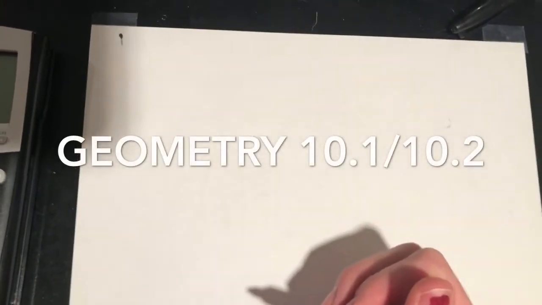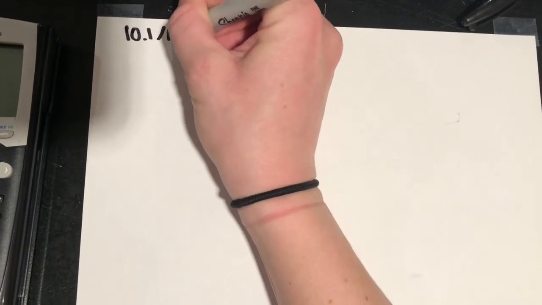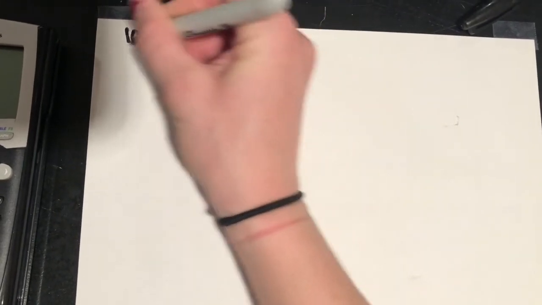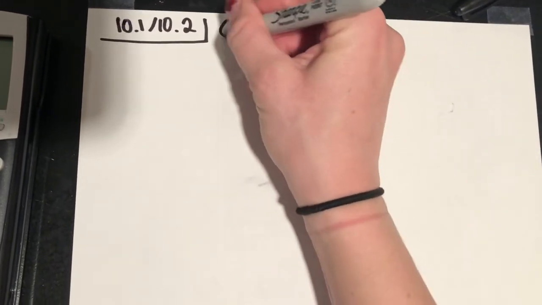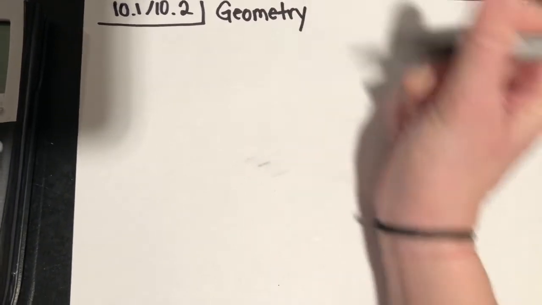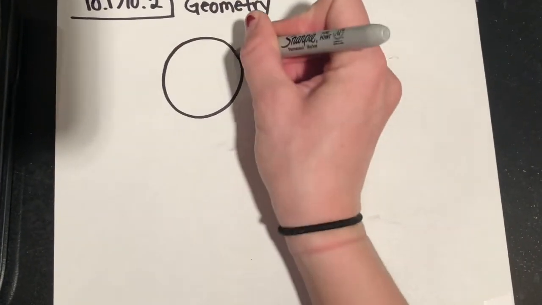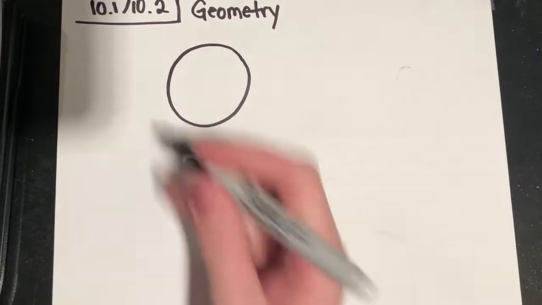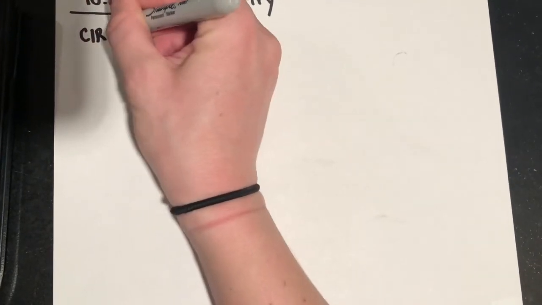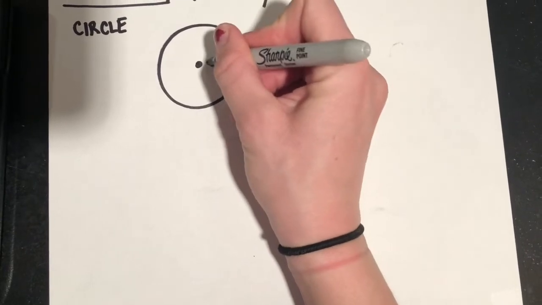Okay, folks, so here's what I'm going to do. We are going to go over 10.1 and 10.2. This is geometry. I'm going to make this simple, folks. We have a circle. All of you guys know a circle. So that's our first vocabulary word: circle. I'm going to call that circle Z.